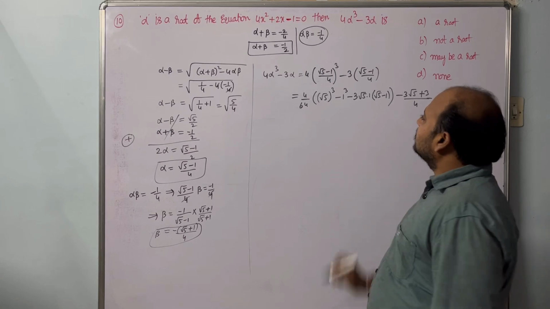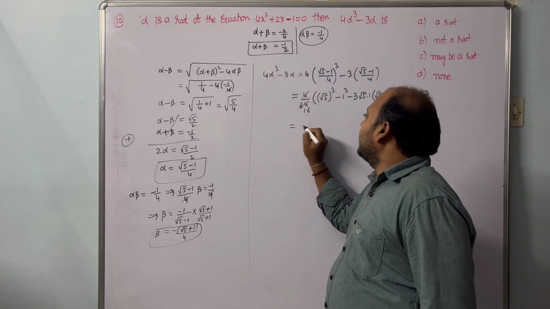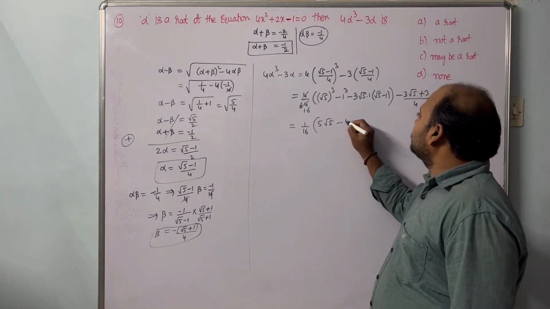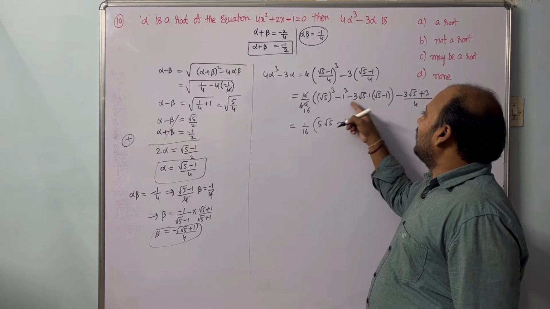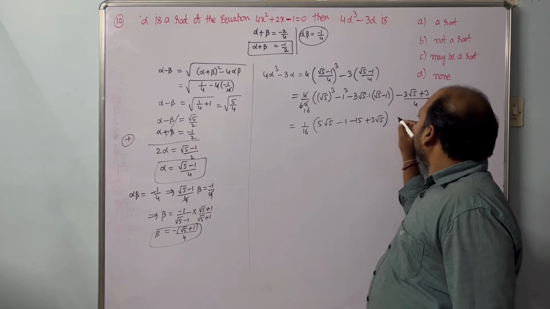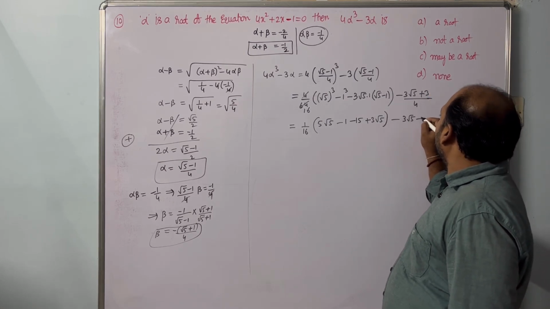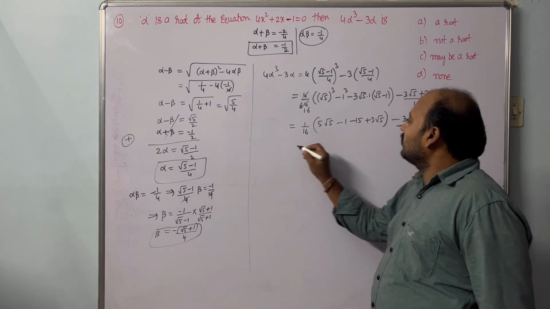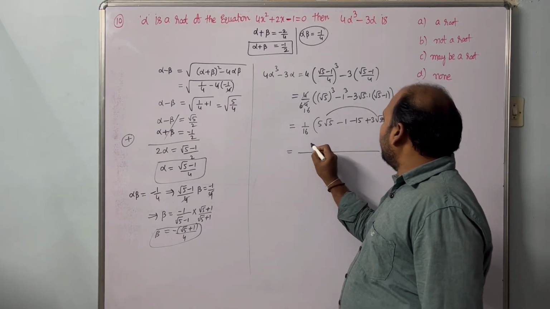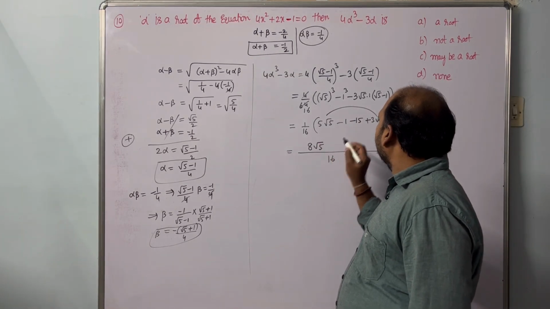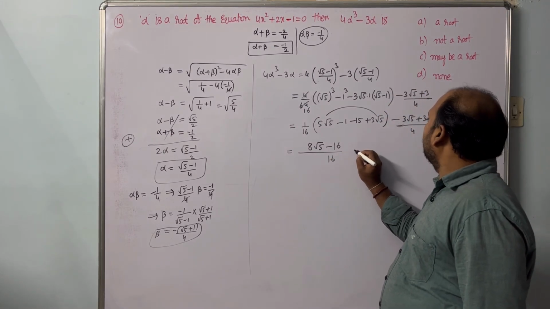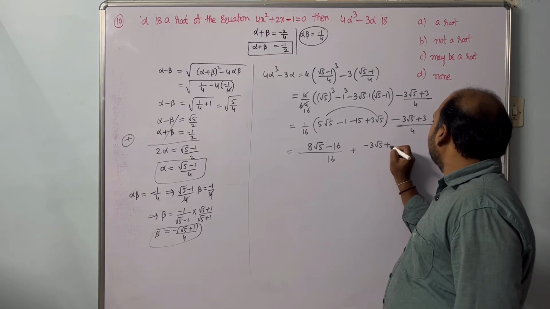Minus into minus is plus. Okay, dear students, for 16, 1 by 16, which is 5 root 5 minus 1. Root 5 into root 5 is 5, 5 into 3 is 15, minus 15, minus 3 root 5 plus 3 divided by 4. Now take the LCM, which is 16, dear students. 5 root 5 plus 8 root 5, minus 16. So minus 3 root 5 plus 3 divided by 4.